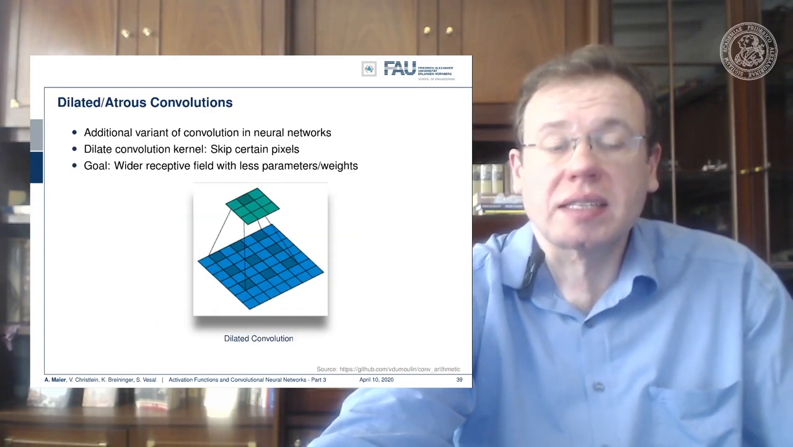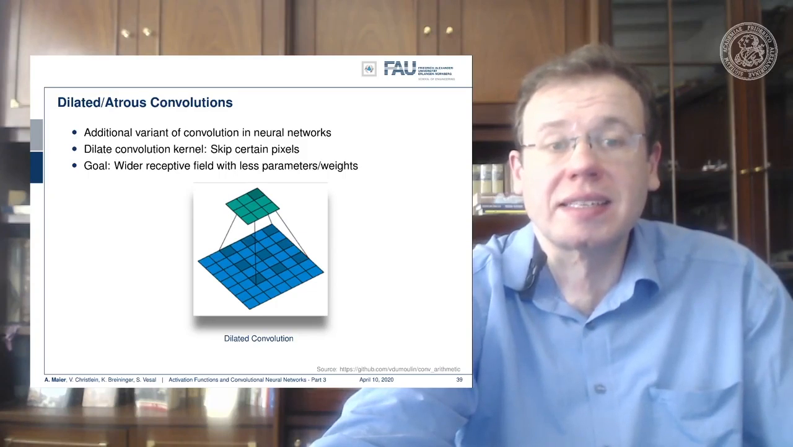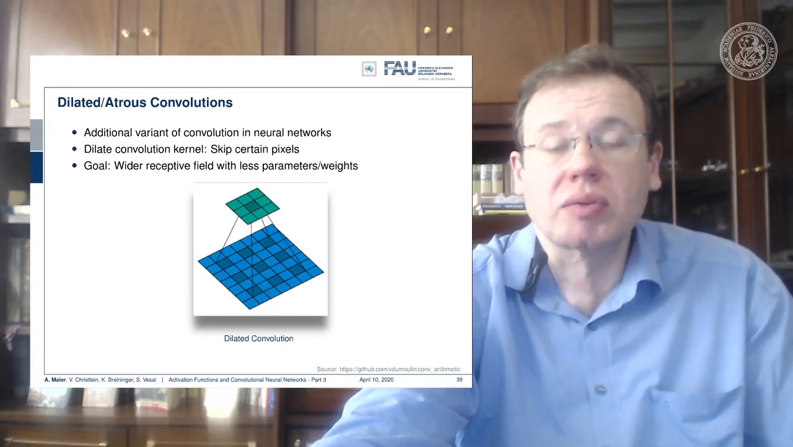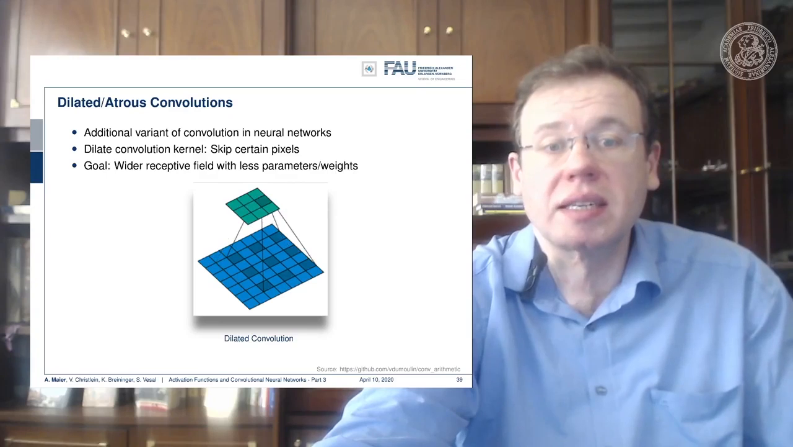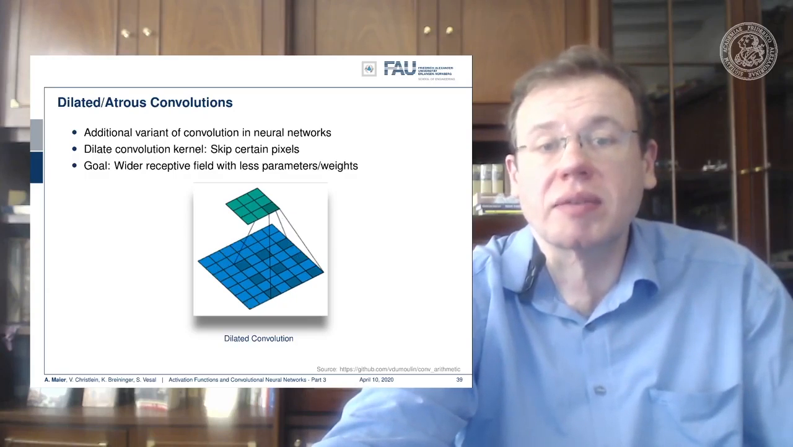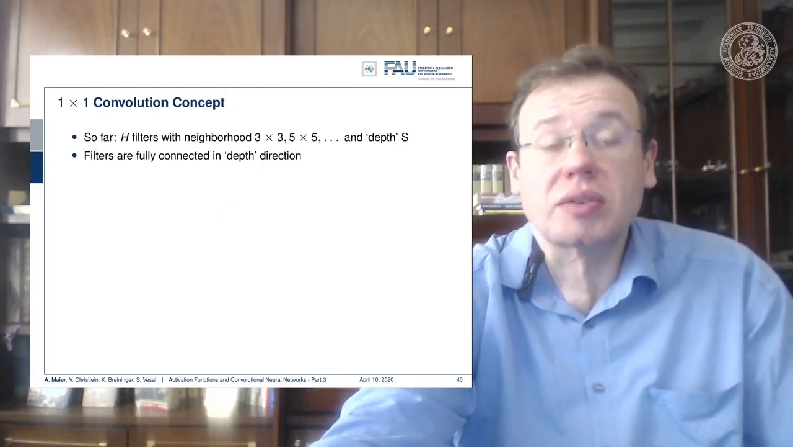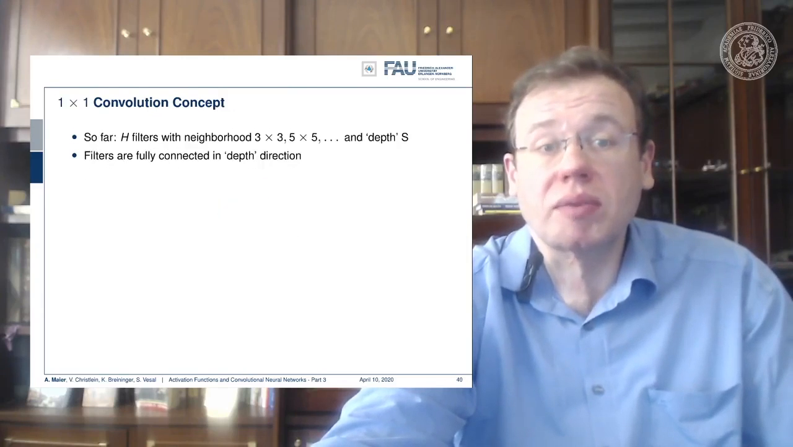There's also things like dilated atrous convolutions, and here the idea is that we are not increasing the stride, but we are increasing the spacing in between, and now the receptive field is no longer connected, but we are looking at individual pixels spread over this neighborhood, and this then gives us a wider receptive field with less parameters or weights.